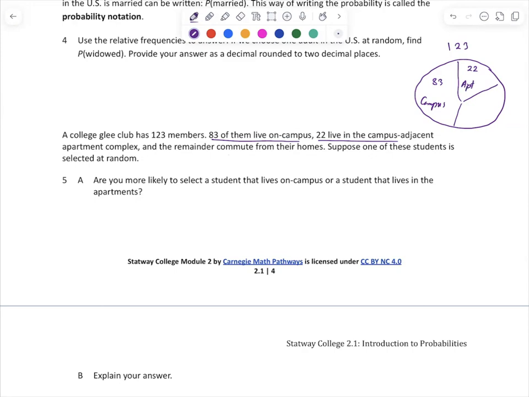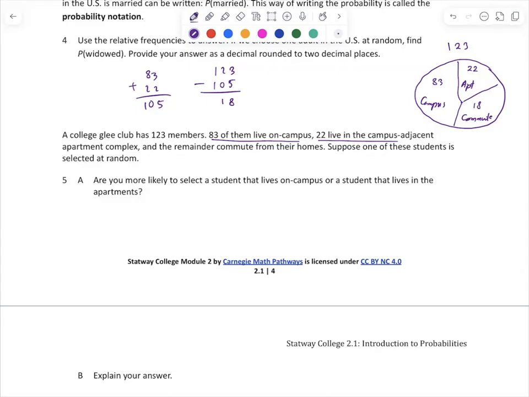And the remainder, so if you add these two numbers together, you get 83 plus 22, which is 105. You have 123 minus 105. You get 18 people, they live at their homes or they commute to campus. So this is what we have, right? This is a pie chart representing the number of people who live on campus, who live in the adjacent apartments, and then 18 people who commute to campus.